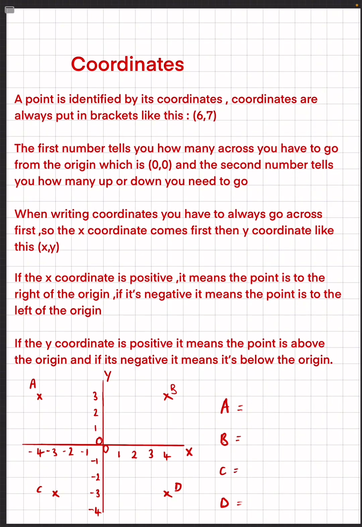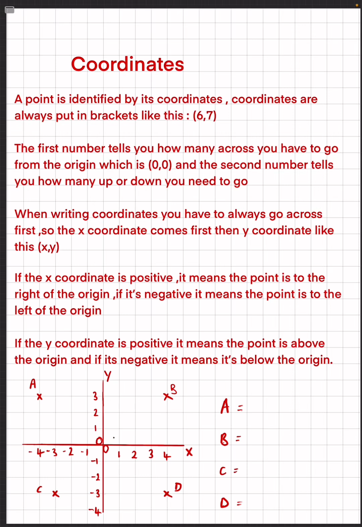like this. If the x coordinate is positive, it means the point is to the right of the origin. If it's negative, it means the point is to the left of the origin. If the y coordinate is positive, it means the point is above the origin. And if it's negative, it means it's below the origin.